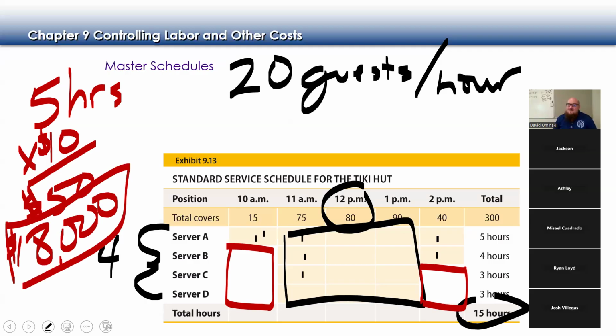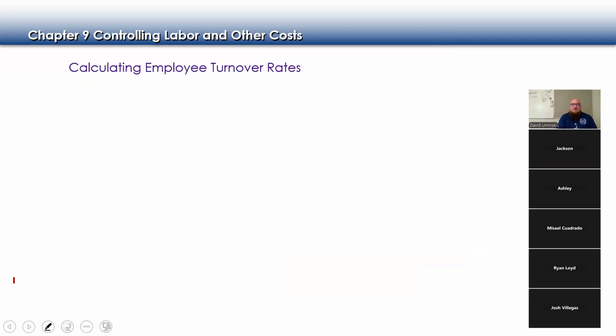Are all 4 servers going to be busy at 10 o'clock? No, because we only have 15 people in there. And this is an estimate, right? We may get a little busier than normal, or maybe slower than normal. So we might actually send people home early. Or if we know that there's going to be like a big convention in town, we might schedule a little bit differently. Okay. But having this master schedule allows us to understand what our labor dollars available are. Okay.